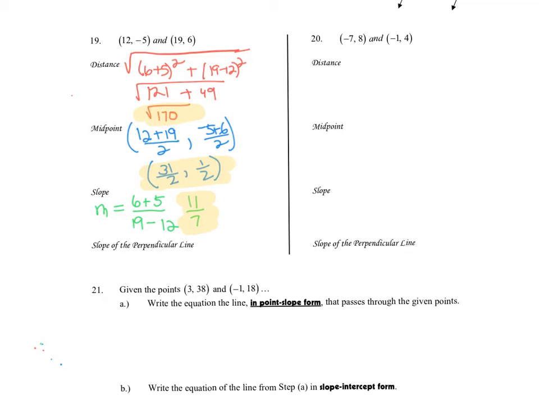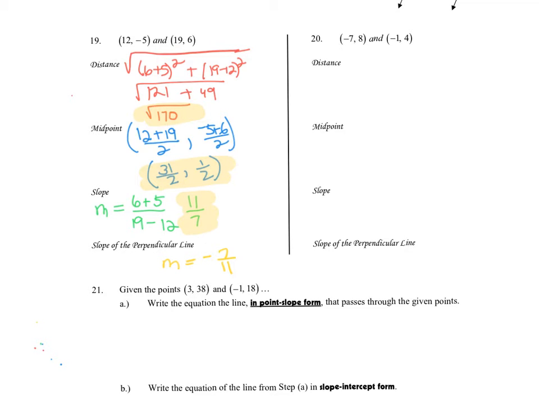And our last thing asks what the slope of the perpendicular line would be to this. So if our slope is 11/7, the opposite reciprocal would mean that the slope that is perpendicular to it would have to be a negative 7/11. And so there's our answer there.